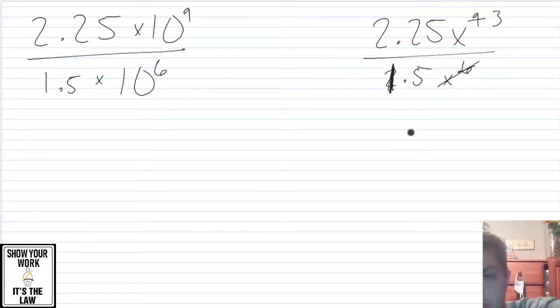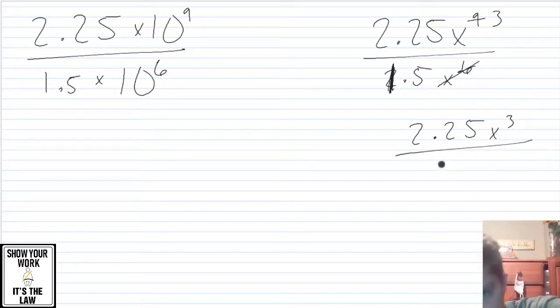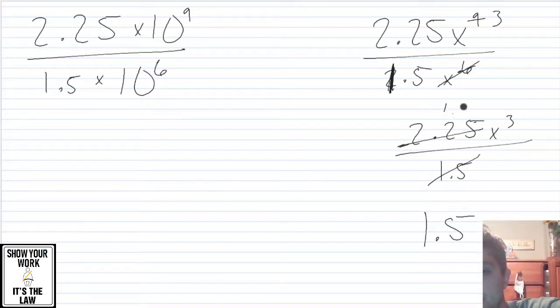So now we're just left with 2.25 x cubed divided by 1.5, and then 1.5 goes into 2.25 1.5 times, and so that becomes 1.5. So that becomes 1.5 x to the 3.